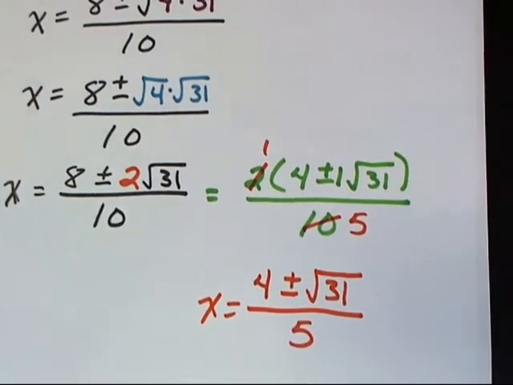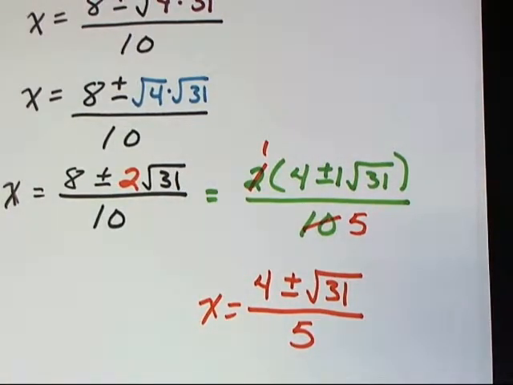Those are my two solutions for this equation. What do I mean two solutions? Well, the first solution is 4 plus the square root of 31 all over 5, and the second is 4 minus the square root of 31 all over 5. The plus or minus is a symbol that allows us to write those two answers compactly, since they have everything else the same in position of that answer. The only change is that one time you're adding and the other time you are subtracting.